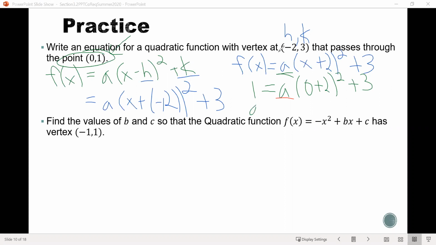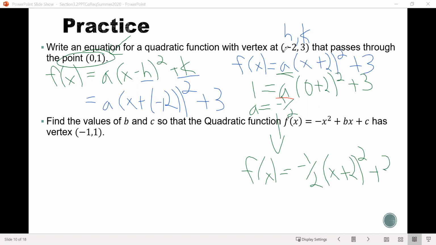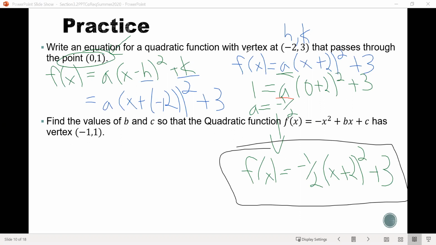And just for lack of space, I'm not going to do it all the way out. But if we do that, I believe we end up with -1/2. Yeah, it's -1/2. So once we know that, we can go ahead and plug that into our equation. So we have f of x equals, again, we know the value for a now is -1/2 times x plus 2 squared plus 3. And that would be our equation for this quadratic function in the first one.